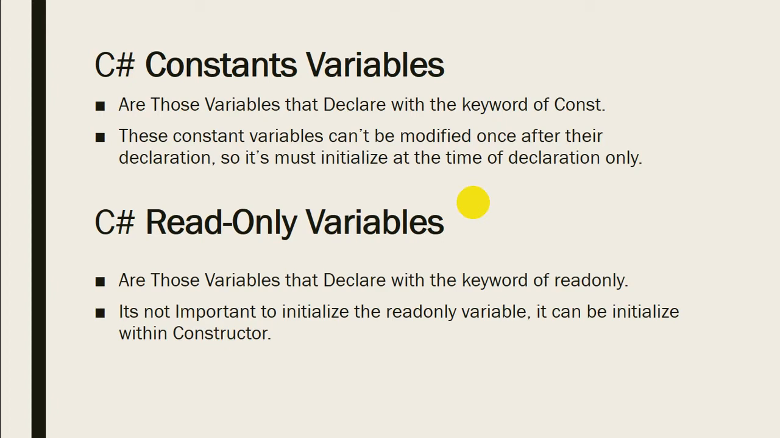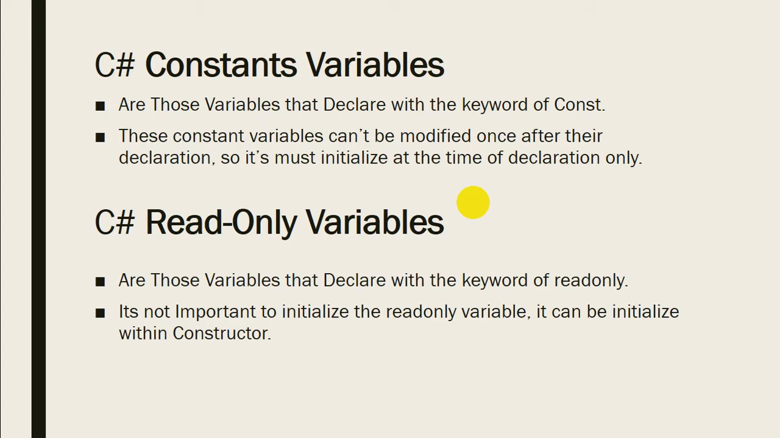A constant variable is declared with the keyword const, and the read-only variable is the same as a constant variable, but the difference is that we can initialize the read-only variable within the constructor, and we declare the read-only variable with the keyword readonly. A constant variable cannot remain uninitialized, but we can leave the read-only variable uninitialized, and then we can initialize it within the constructor.